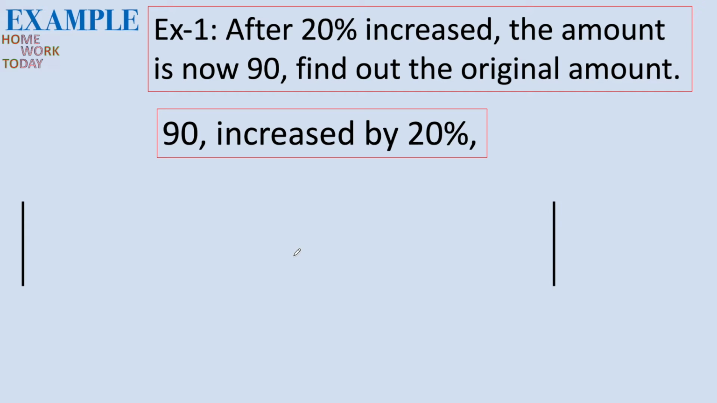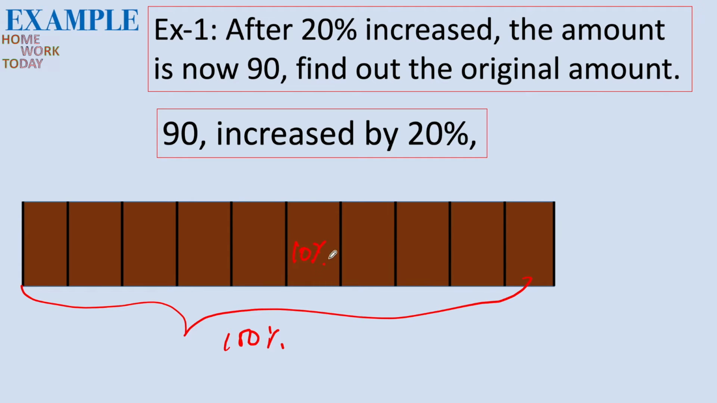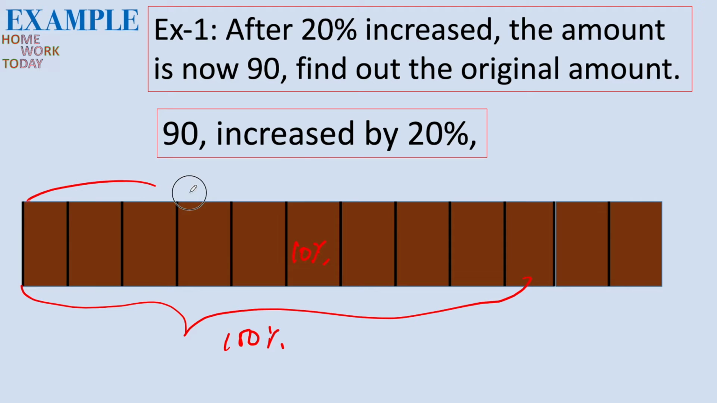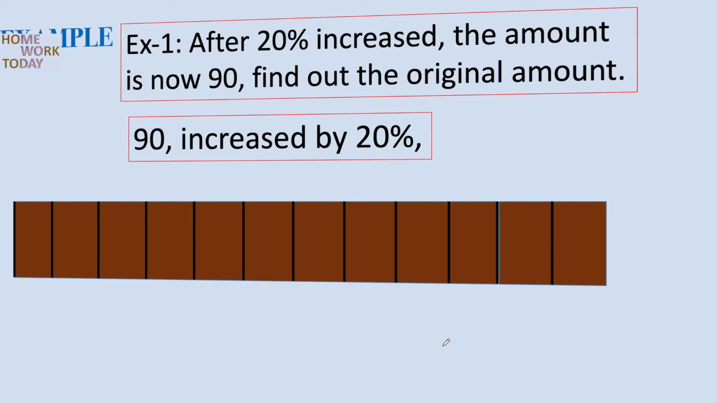Let's understand the question first. The amount is now 90 after a 20% increase. Say we have a chocolate bar which originally was 100%. If we divide it by 10, each part will be 10%. Since it has increased by 20%, now it becomes 120%. As we know, 90 is after the 20% increase, so 120% is 90. Now we need to work out what 100% is to find out the original amount.